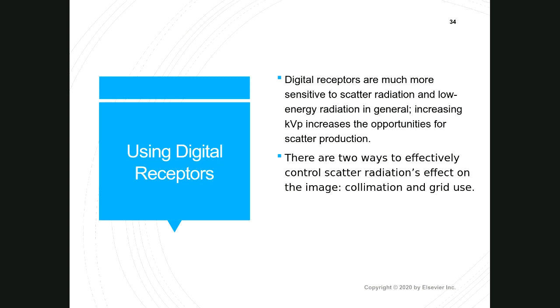You actually can use the same exact exposure as you would without a grid, but the software is designed to pull those low energy values out. So your appearance on your image is like you used a grid when in fact you didn't. And that, I think, is going to be something up and coming, where most facilities are probably going to move to that because of the fact that it lowers patient dose. So the two ways to effectively control scatter radiation and its effect on your image is to collimate and either utilize a grid or utilize grid software.